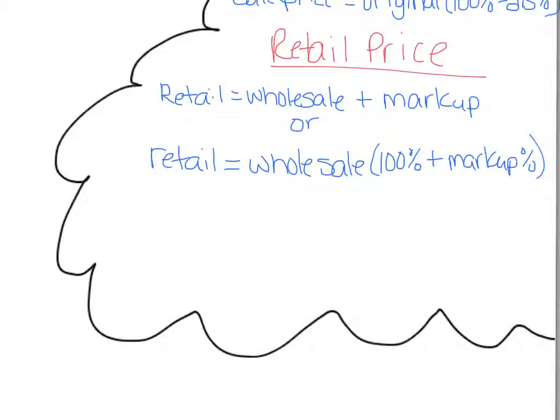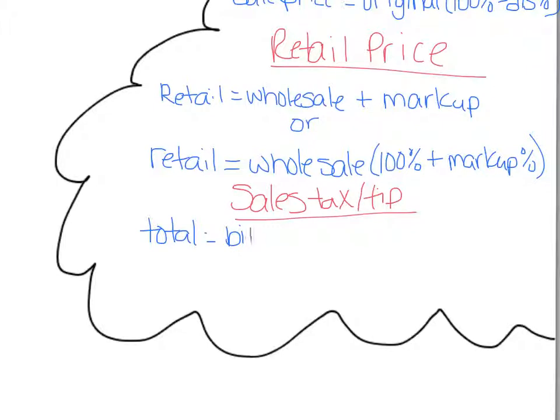Today we're going to be talking about sales tax. Sales tax is really similar to the retail price because it's going to add to your ticket. We're also going to talk about tips. So if you're asked to find the total amount, for instance, if you're going out to eat, you're going to take the bill, whatever your bill was, plus the tax, plus the tips.